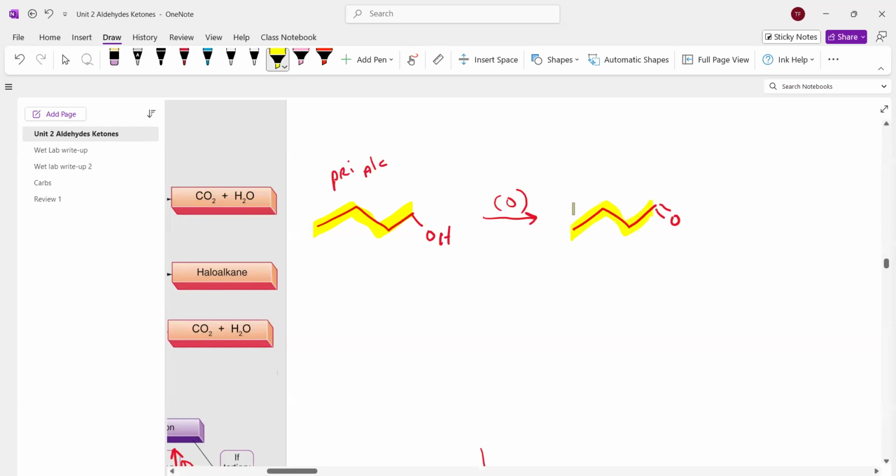Now, when we get to those ketals and acetals, it's really important to identify the backbone, because in those reactions we're going to have two backbones. And aldehydes, if you remember from unit 1, can be further oxidized to the acid.